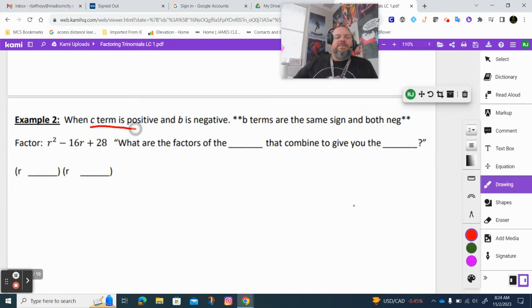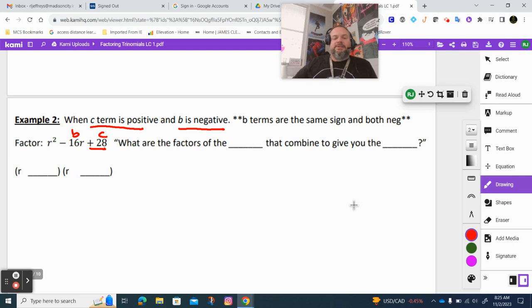If the C term is positive and the B term is negative, the factors are the same sign and both negative. Think about this: that means we're going to multiply a negative times a negative and get a positive. See how this is positive? This is our C term. This is our B term.